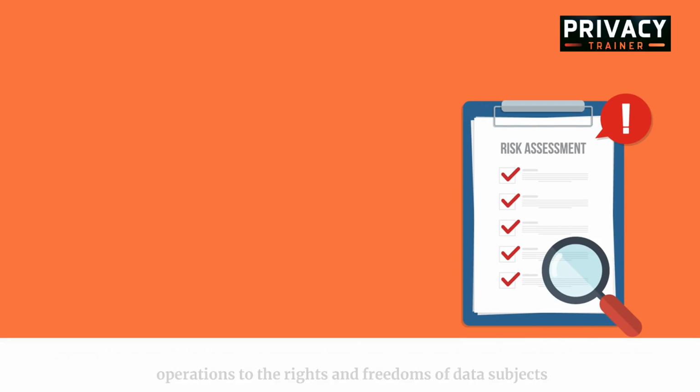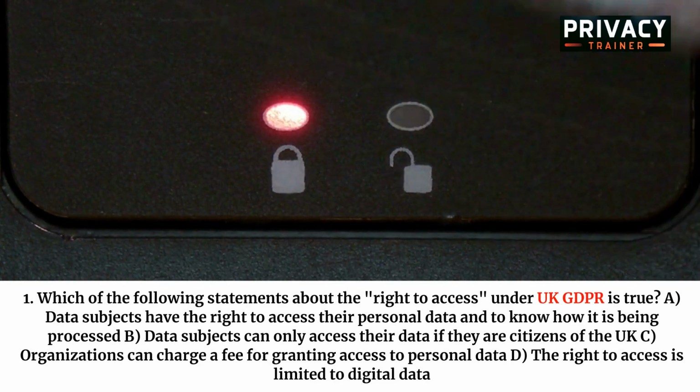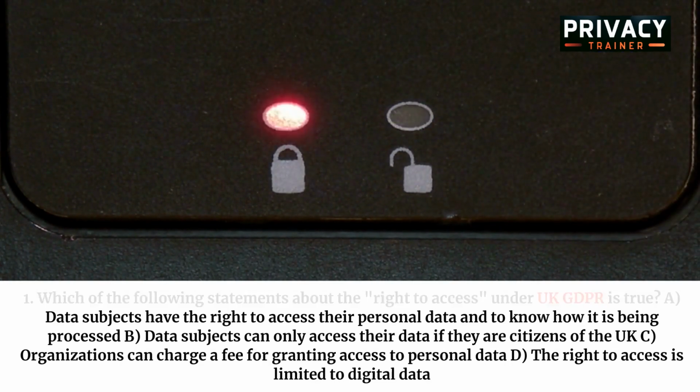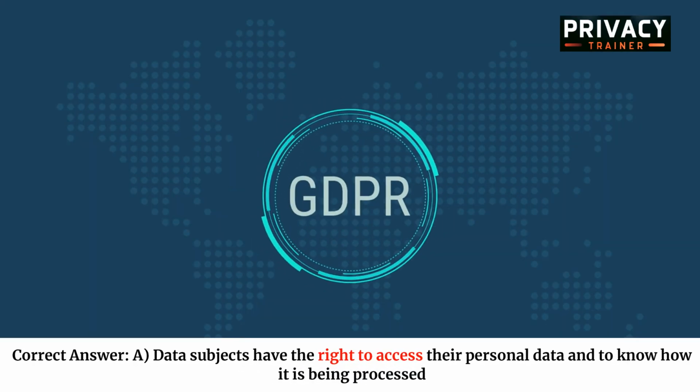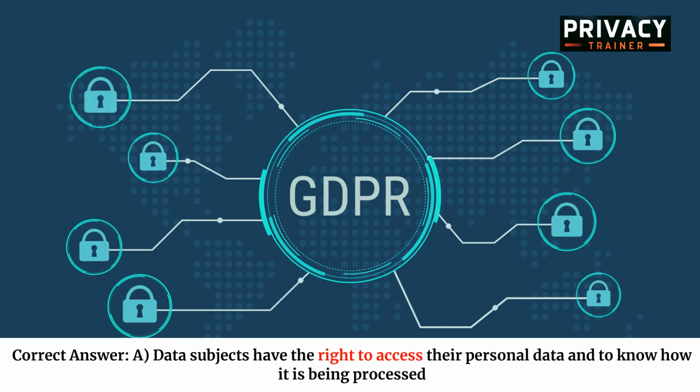of data subjects. 1. Which of the following statements about the right to access under UK GDPR is true? A. Data subjects have the right to access their personal data and to know how it is being processed. B. Data subjects can only access their data if they are citizens of the UK. C. Organizations can charge a fee for granting access to personal data. D. The right to access is limited to digital data. Correct answer. A. Data subjects have the right to access their personal data and to know how it is being processed.